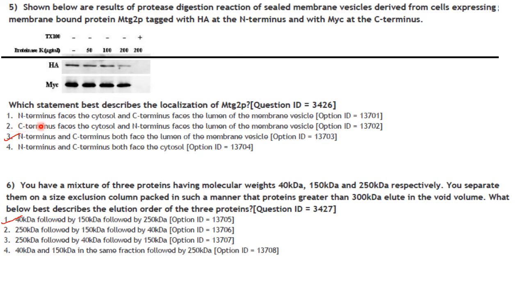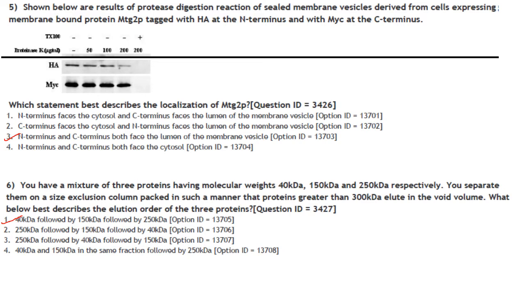So the options are: N terminus faces the cytosol and C terminus faces the lumen of the membrane vesicle; C terminus faces the cytosol and N terminus faces the lumen of the membrane vesicle; N terminus and C terminus face the lumen of the membrane vesicle; N terminus and C terminus both face the cytosol. Now the answer here is option 3, that is N terminus and C terminus both face the lumen of the membrane vesicle. Now we will see how.